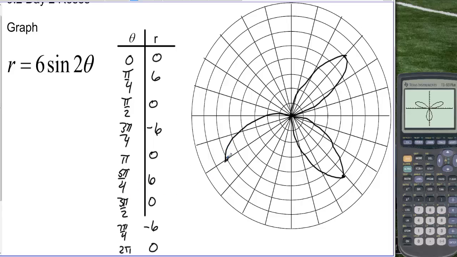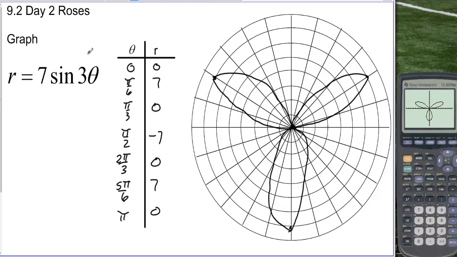3 pi over 2 is 0, so we get back to 0 at 3 pi over 2. 7 pi over 4 is negative 6, so here's 7 pi over 4, but we have 1, 2, 3, 4, 5, 6 in the other direction. And we're almost done. Then at 2 pi, we're back to 0, and that completes the 4 petals. So when this is even, we have 4 petals, or double the amount of petals, and it finishes in 2 pi. When this is odd, we have the same amount of petals.